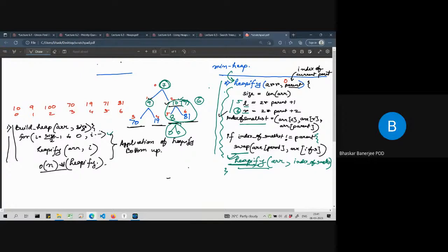So at first, now come to heapify algorithm. How much time would heapify take? All of this is constant time. This is also constant time. This is also constant time. Right? Yes. So only heapify is doing recursion. That's the time that heapify is taking.